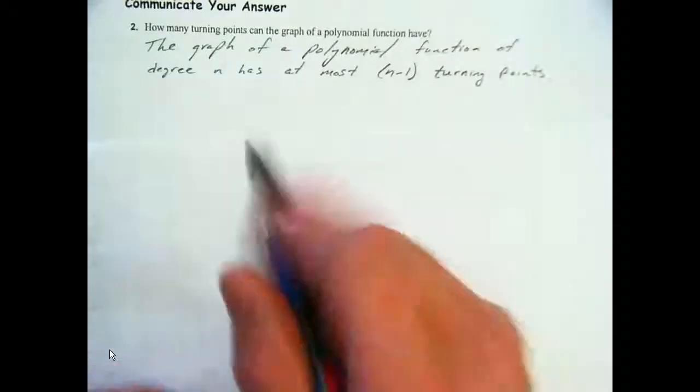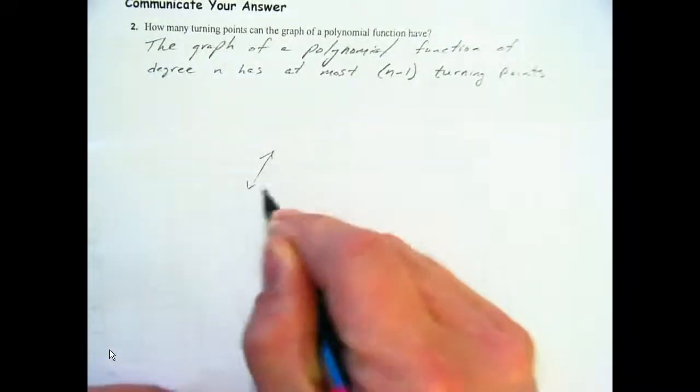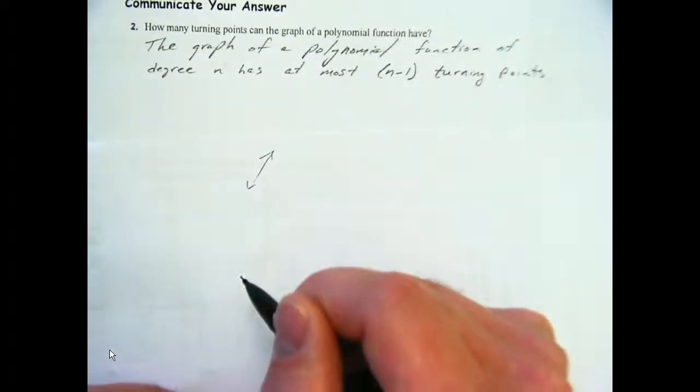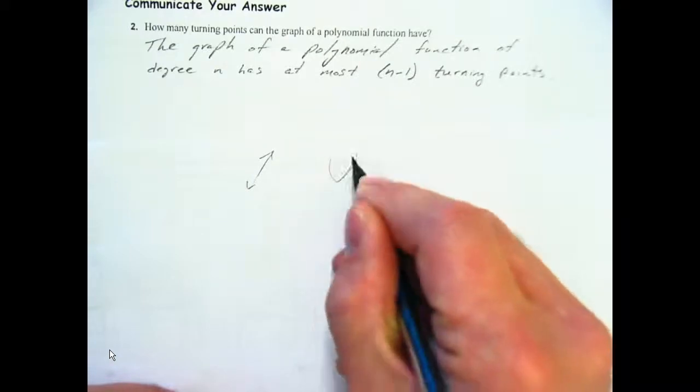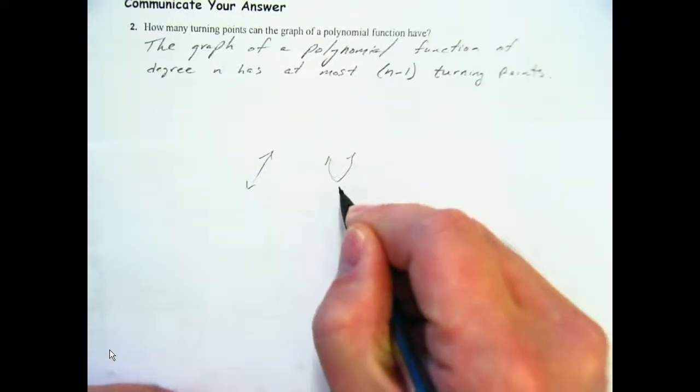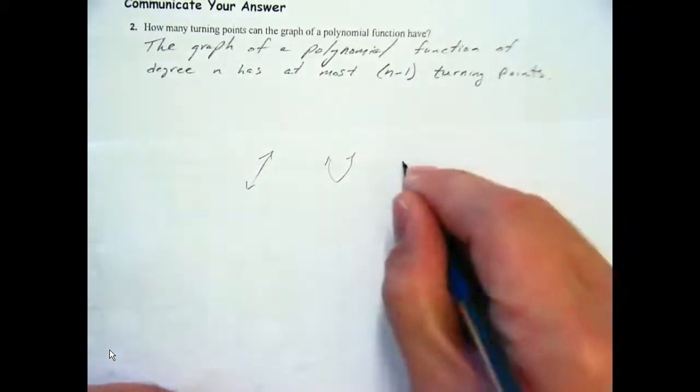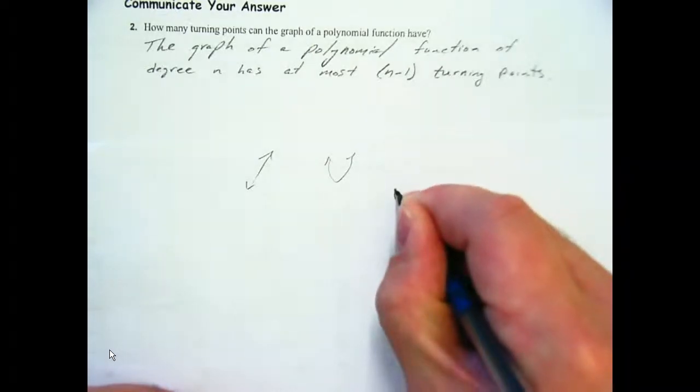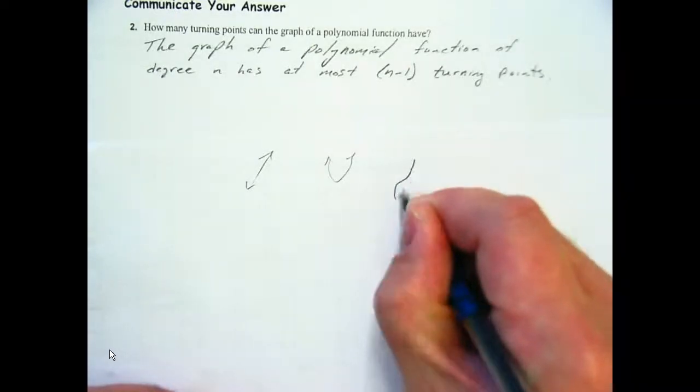Okay, and some of you will go back to linear. Like linear is first degree. How many turning points? None. It can't. It doesn't have any. Quadratic has 1. Okay? Cubic, well, most of you, when you first started looking at cubics, you just saw that.